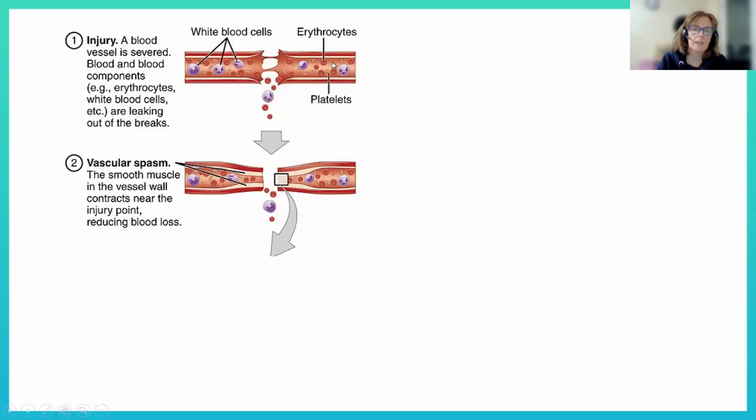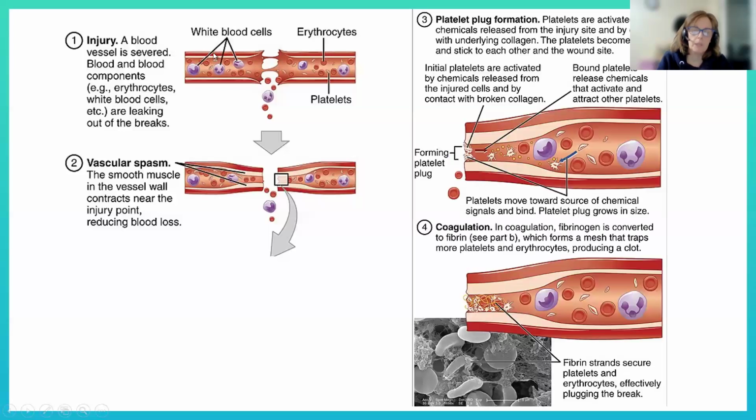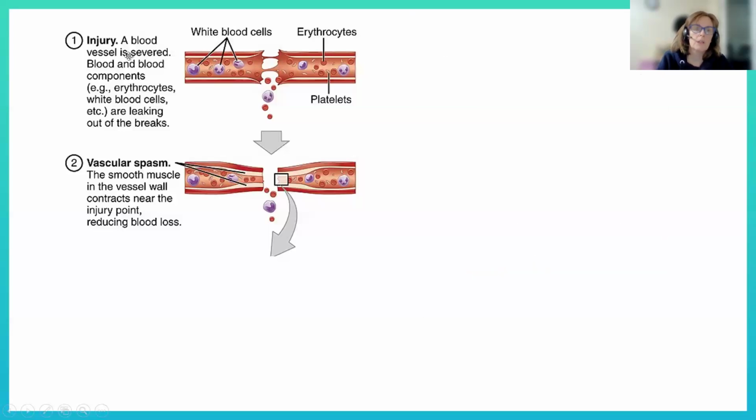Let's have a little look at the diagram here. So here we have our blood vessel, which is severed, it's injured, and we've got all the components here leaving the vessel. So we've got the red blood cells, the erythrocytes here, we've got the white blood cells here, and they're leaking out. And you can see these tiny little bits of platelets. They're basically bits of cytoplasm as well.